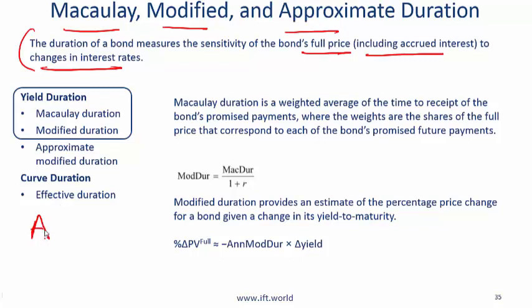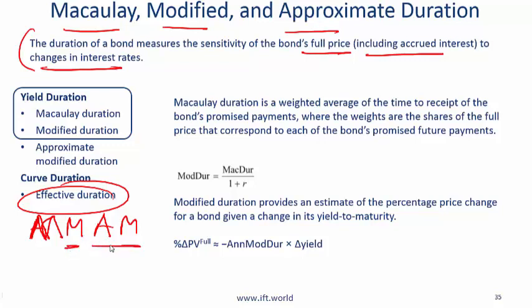M, so you have M, AM, and then we'll come to effective duration separately. So just remember MAM, right? 2 M's and then AM. So the first M is for Macaulay. That's where it all started. Then modified, and then approximate modified. All these are yield durations, and I'll talk about that distinction. But just remember MAM. Okay, so the 2 M's and then AM.